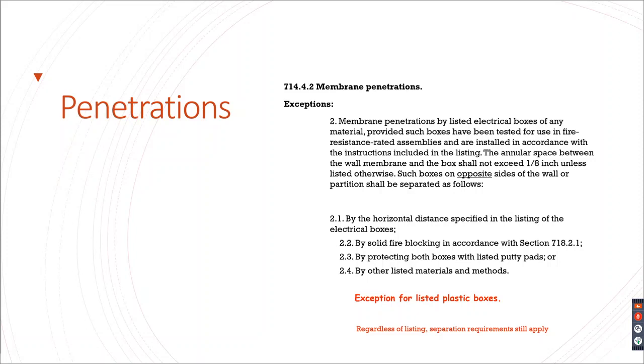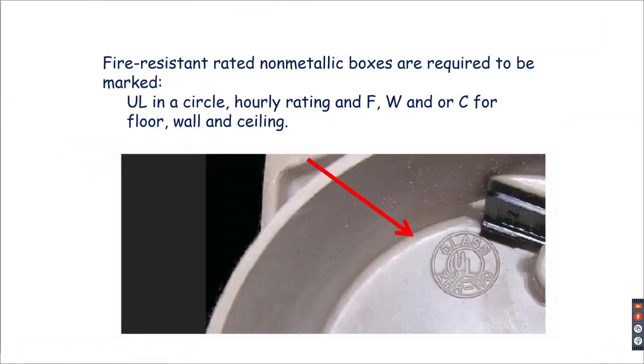How do you protect them when they're on the opposite sides of the wall? For 2.1, by the horizontal distance specified in the listing of the electrical boxes. 2.2, by the solid fire blocking in accordance with 718.2.1. 3 is by protecting both boxes with listed putty pads, or 4, by other listed materials and methods. So again, this one's the exception for the listed plastic boxes. And regardless of how, if it's listed, the separation requirements still apply. And then it's the visual of that one.